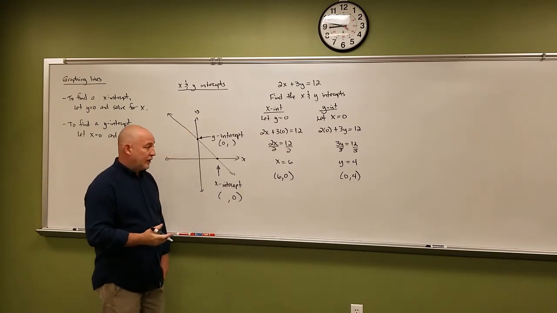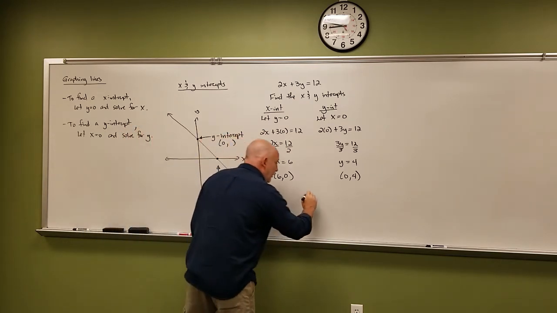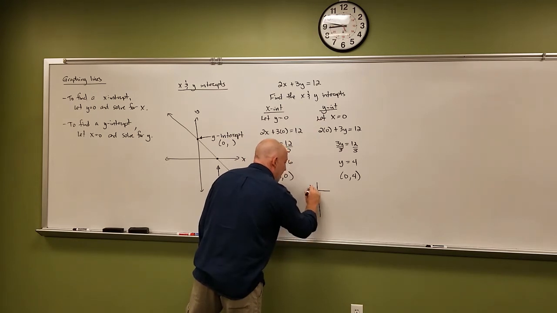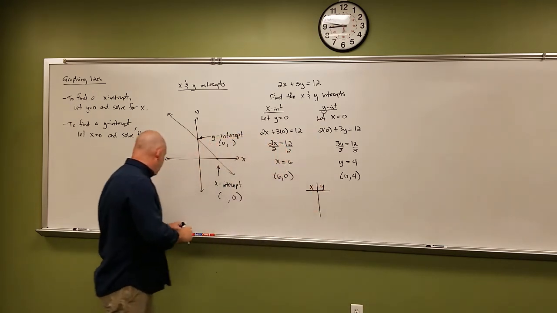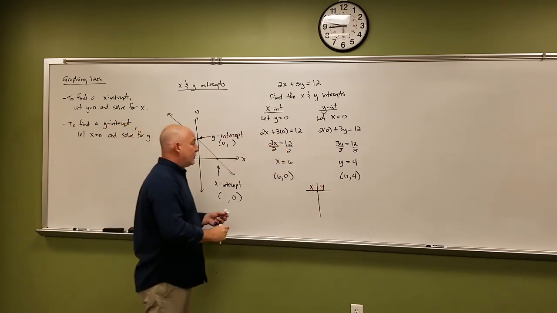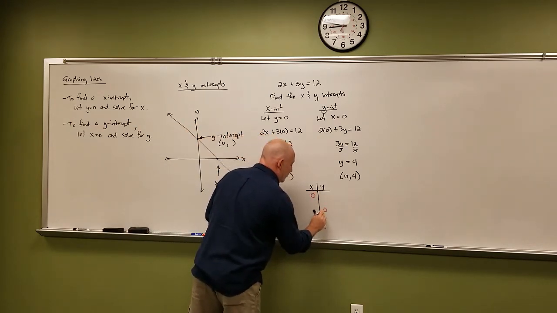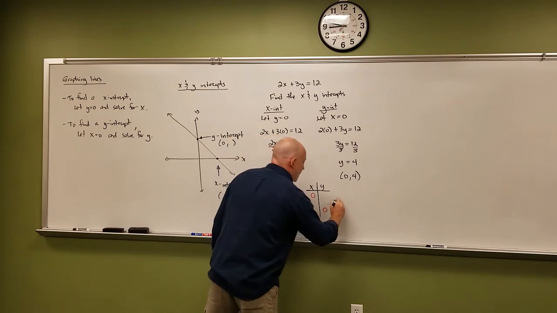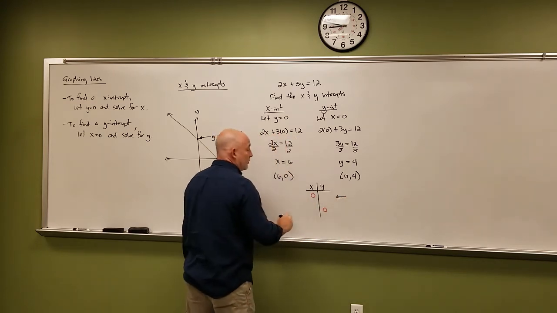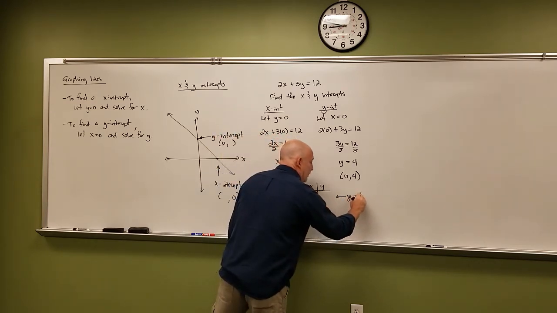Now, another way to think about this, by the way, is kind of like before when we made our table of values and we picked values for x and y. If we pick the value x is equal to 0 and y is equal to 0, this one here, of course, with our x equal to 0, this gives us our y-intercept.